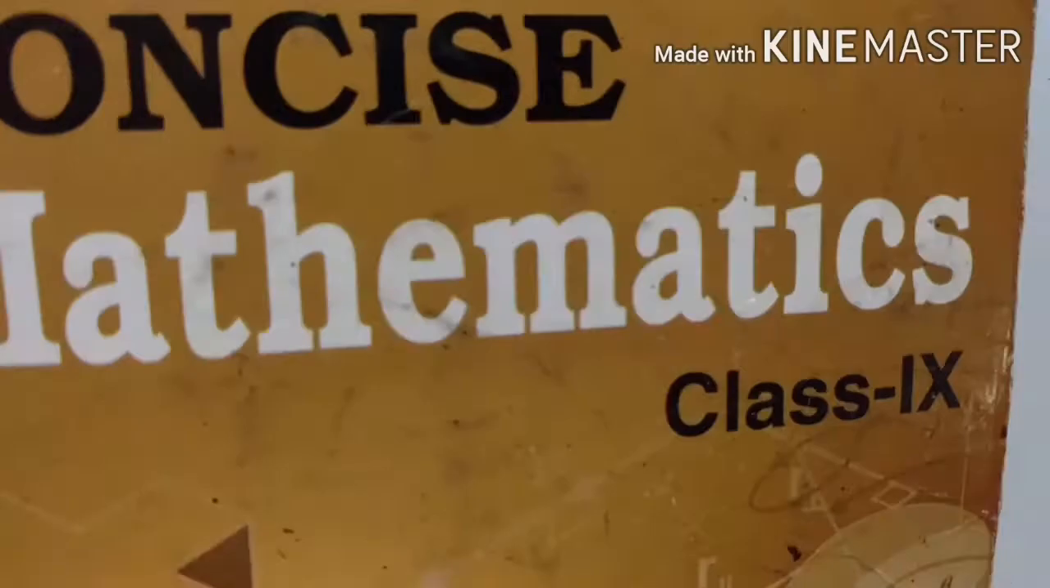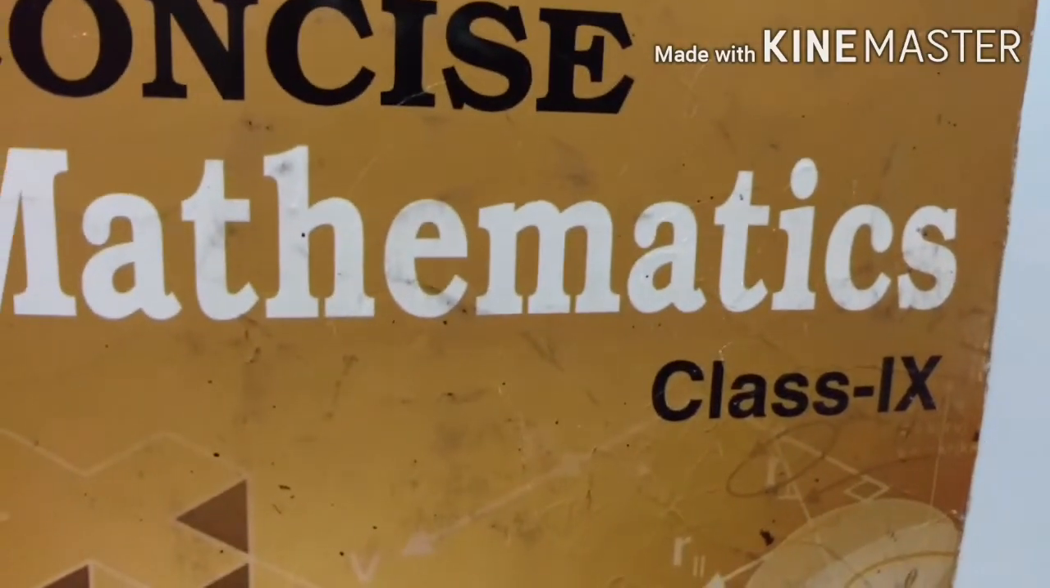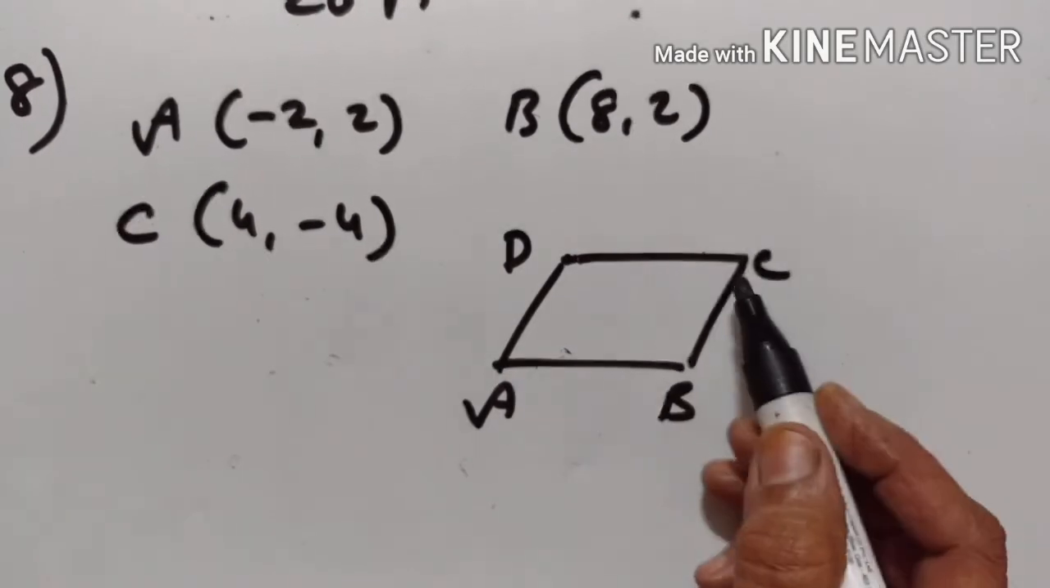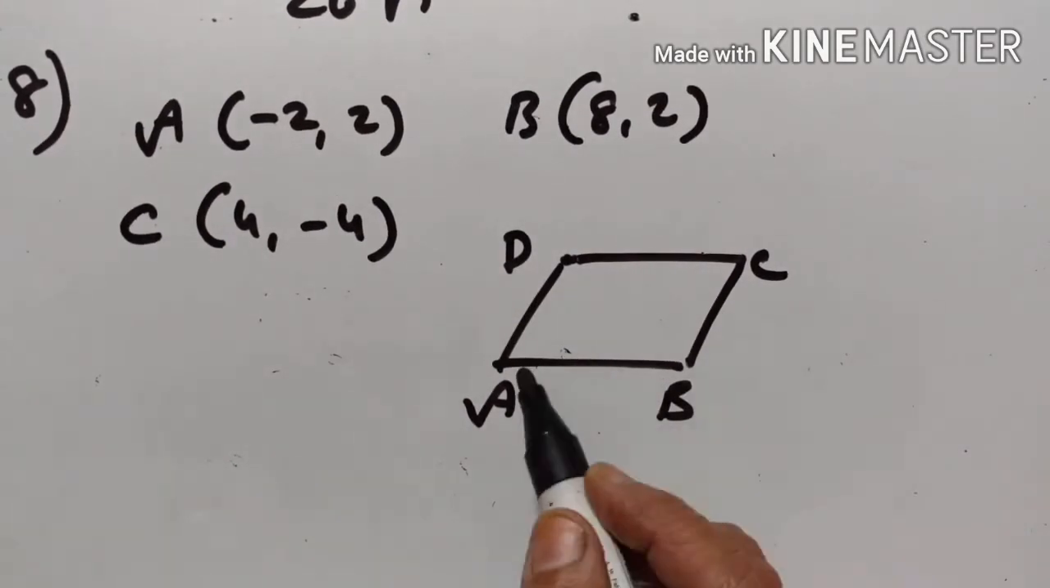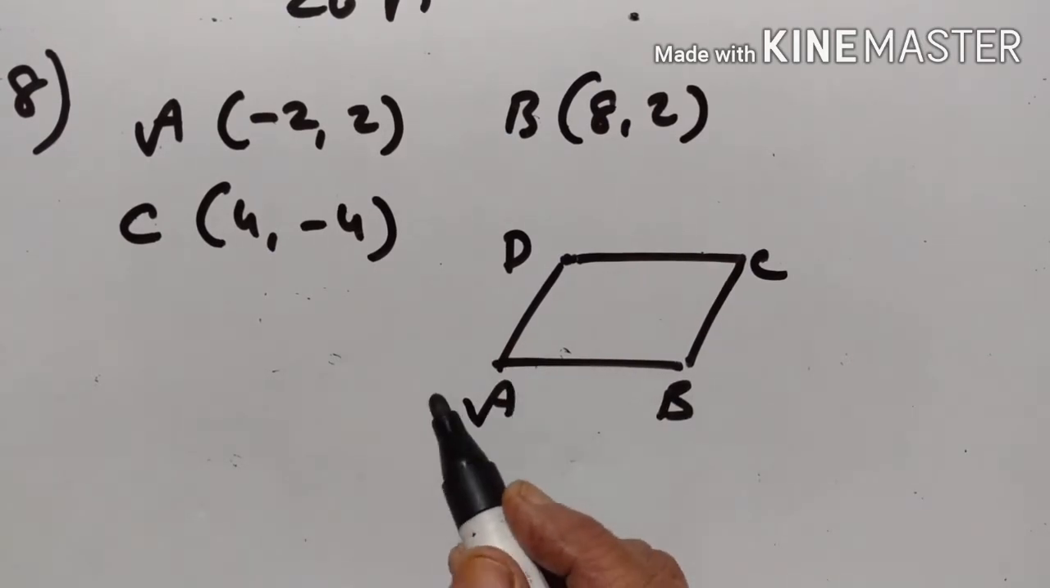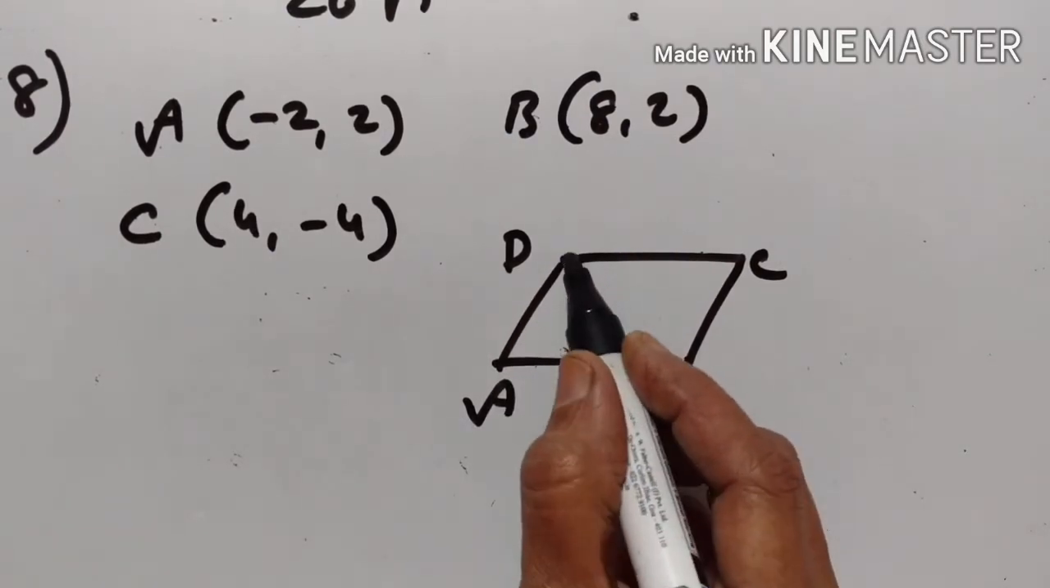Eighth problem, Concise Mathematics, 9th class. A, B and C are the vertices of a parallelogram ABCD. By plotting the given points on a graph paper, find the coordinates of the fourth vertex D.